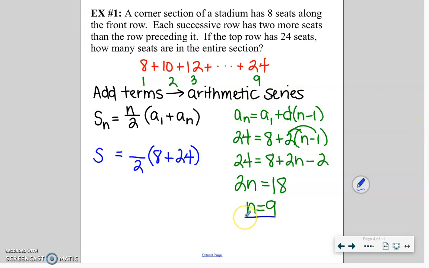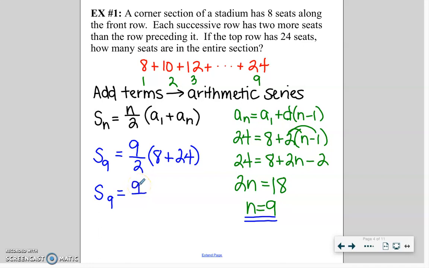So if n is equal to 9, now I can go back and plug 9 in for n. I can also say that instead of S sub n, where S means sum and n means number of terms, I'm going to say S sub 9. So this means the sum of the first 9 terms. And I'm going to just go through and do the math now.